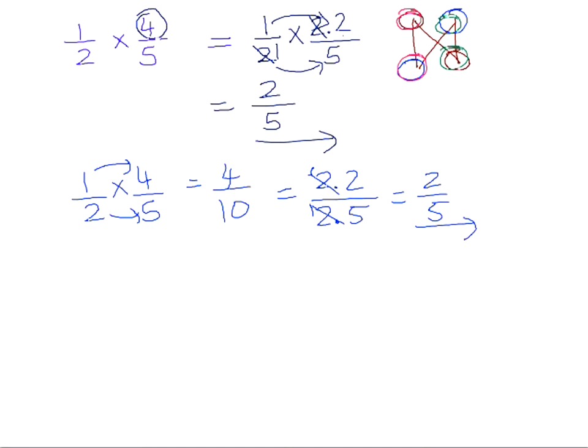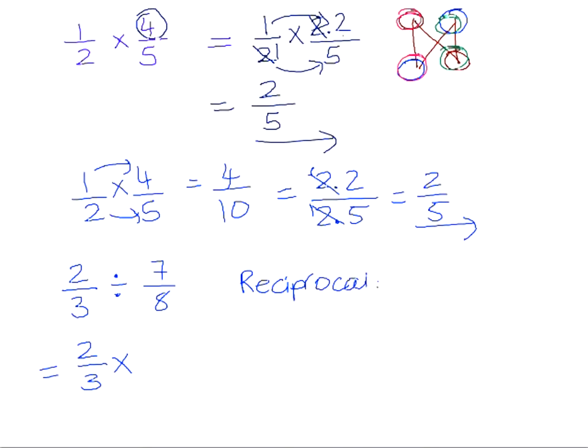When we divide fractions, for example if we have 2/3 divided by 7/8, we need to first change the divide into a times and multiply by the reciprocal fraction. All that reciprocal means is if you had A over B, your reciprocal would be B over A. It's just turning the fraction the other way around, making the numerator the denominator and the denominator the numerator.